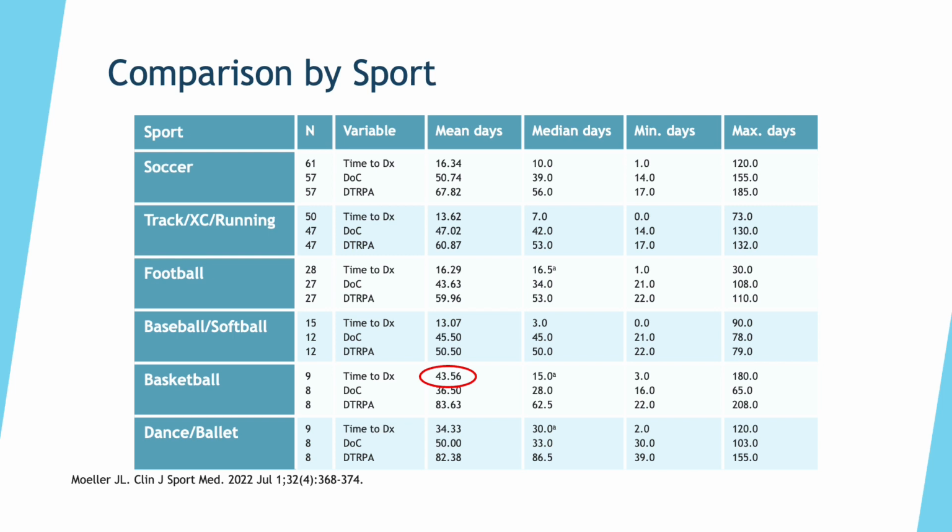Now, dance and ballet also has a long duration for the diagnosis itself. So there was a significant difference in time to diagnosis for football, basketball, and dance ballet athletes when you compare to athletes in baseball and softball, which had the shortest time from injury to diagnosis. Although our track, cross country, and running athletes were diagnosed at a mean time only slightly longer than baseball and softball, this did not translate to significant differences in time to diagnosis between those sports and other sports.